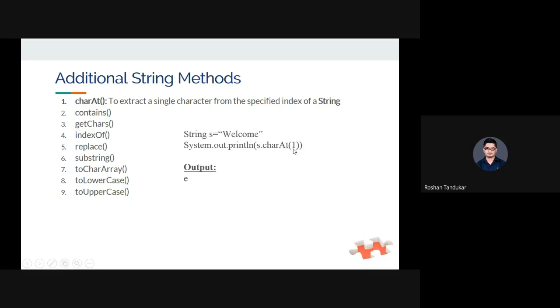That means this represents the location, the index you have to pass, and whichever element or character lies at that index, it will return. For example, I have done s.charAt(1), that's why it is returning e. Now if I do 5, then it will count like this: 0 is W, 1, 2, 3, 4, 5, then it will return m, isn't it? That is the sixth character.